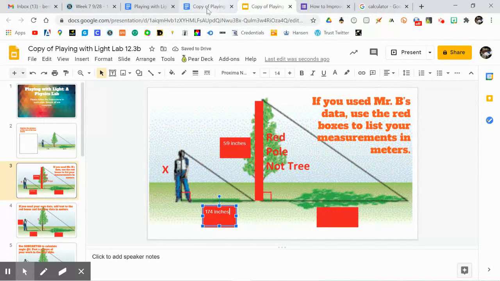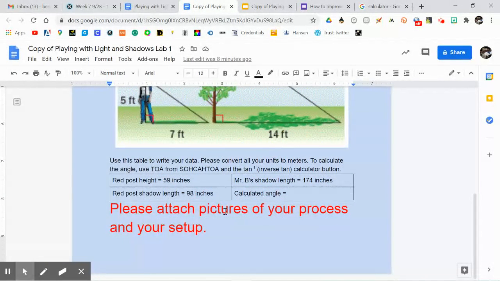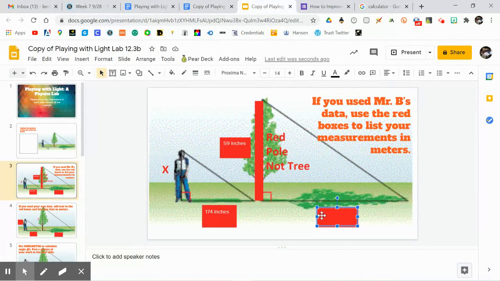And the red post shadow is 98 inches. That's a fake number. Again, that is a fake number. So you have to watch the video in order to get the correct answer. And so we're gonna go ahead and change these numbers to meters.